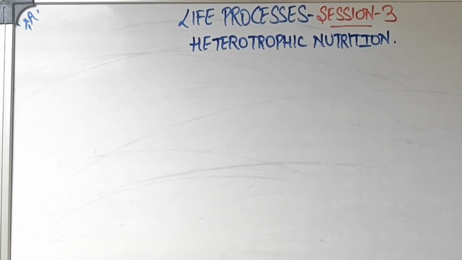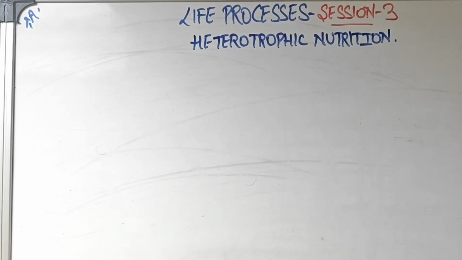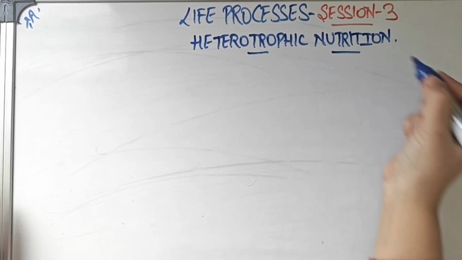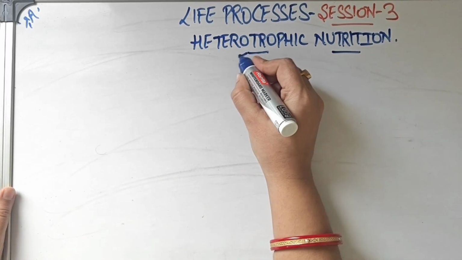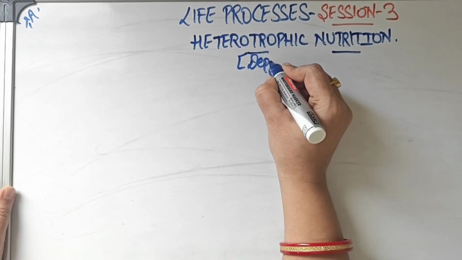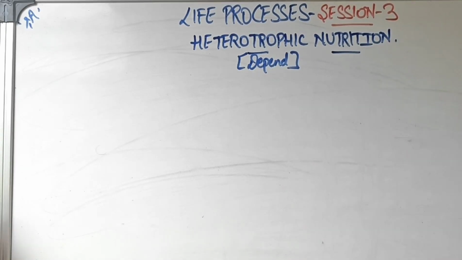So today it's the third session on the chapter Life Process, and today we are studying the topic heterotrophic mode of nutrition. As we have previously discussed quite a lot by now, what is autotrophic and what is heterotrophic. So just to quickly summarize, heterotrophic mode of nutrition is the one where one organism depends on the other organism for nutrition or for food. That is what is meant by heterotrophic mode of nutrition.